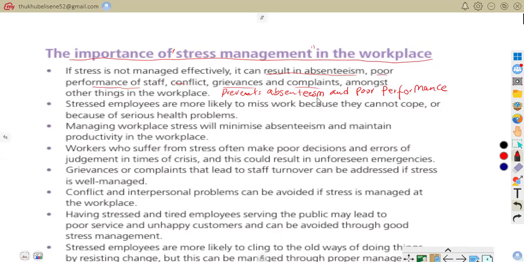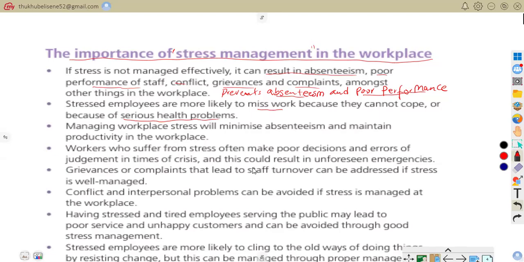So if stress can be managed effectively, this can prevent absenteeism as well as poor performance, because managing stress helps employees stay at work and perform well. A relaxed worker completes tasks effectively. Also, it says stressed employees are more likely to miss work because they cannot cope or because of serious health problems.